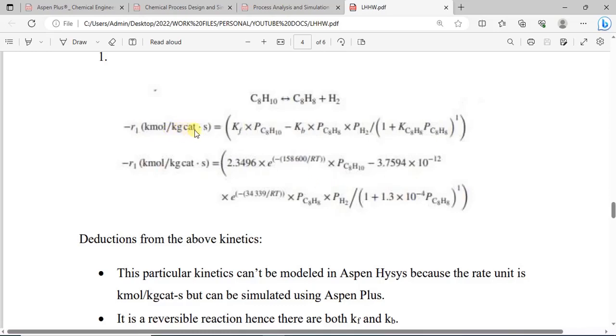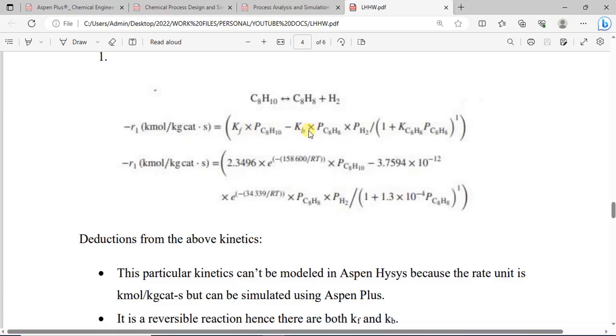You see kg cat dot second. So you know that this is actually a rate expression based on the weight of the catalyst, and this will be best modeled using Aspen Plus, right? Because Aspen Hysys works only based on reactor volume. Then you can also see other data from this. Because this is a reversible process, you have Kf and you have Kb, so you have the kinetic factor for the forward and the backward reactions respectively.